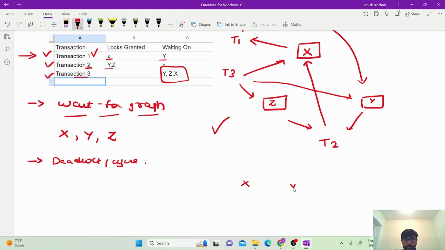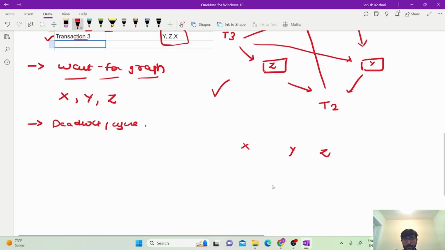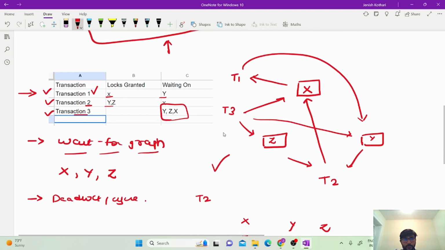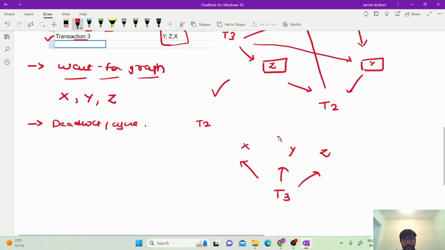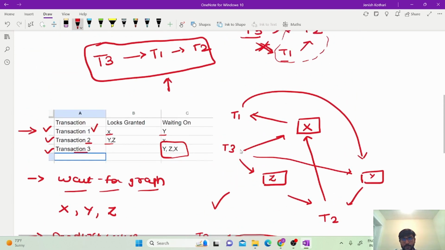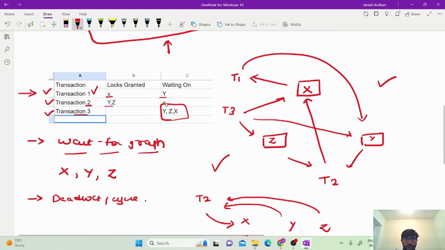We can represent it linearly so that there is no overlap of edges. T3 is a transaction which requires all of them, so we'll represent it separately, and T2 has Y and Z and requires X. Again, it is going to be a messy diagram. Anyways, you can refer to this diagram itself. This is a perfectly fine diagram. So this is how you create a wait for graph, using the transactions and the given resources.